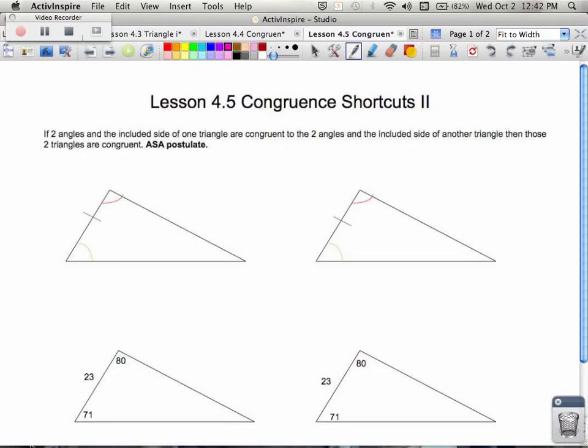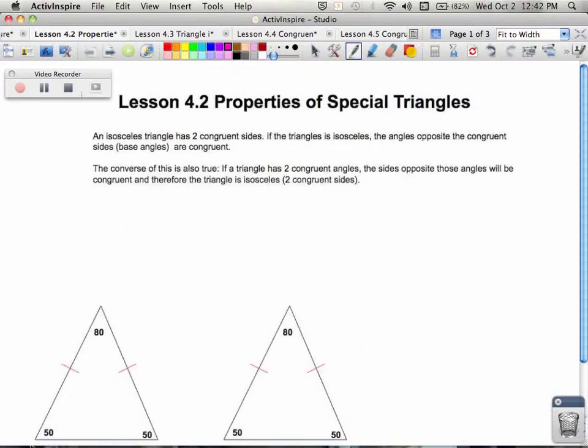Next, we're going to talk about lesson 4.2. I have the wrong one up here, sorry. So in lesson 4.2, we're talking about the properties of special triangles.